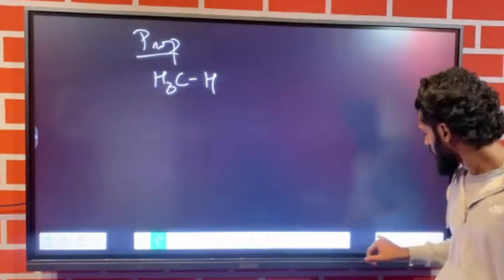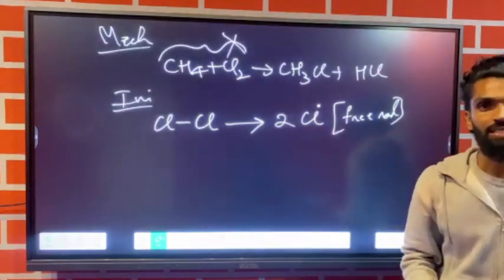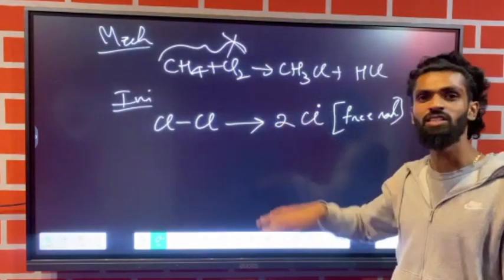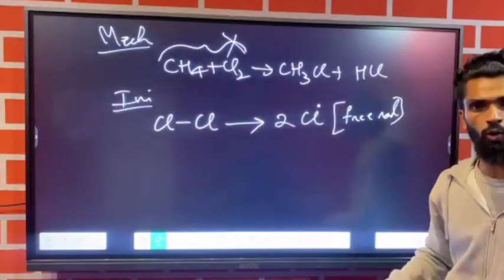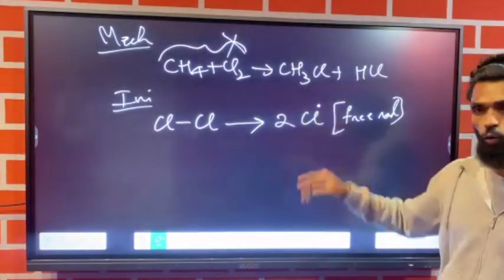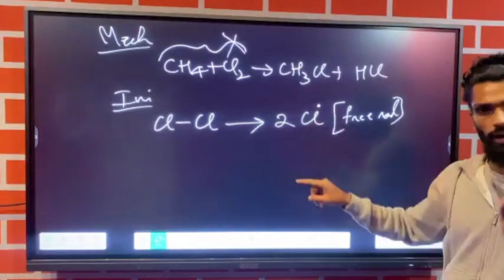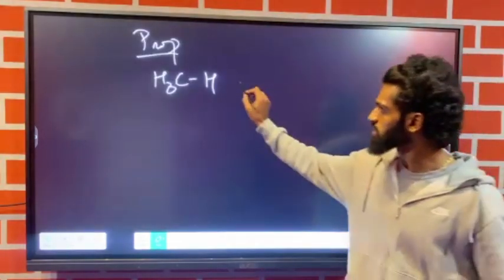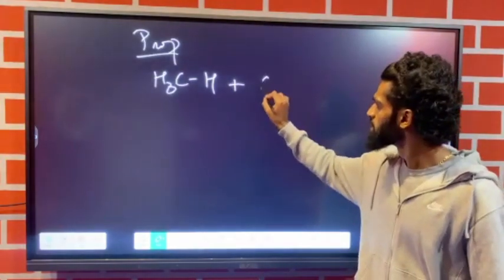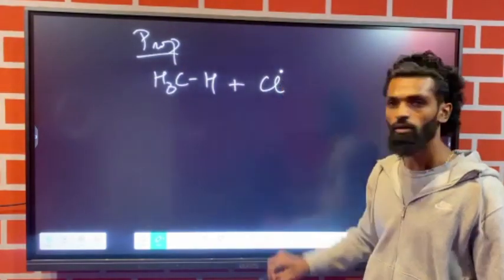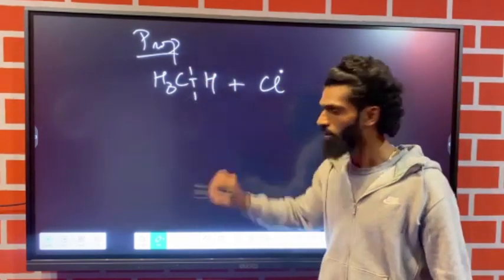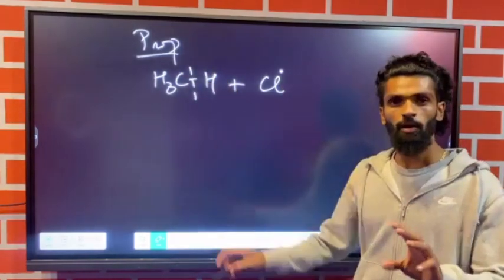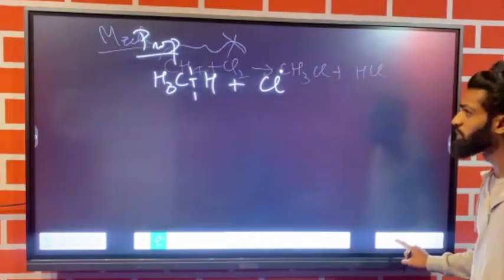Now you will come back here. Why? Step number one's answer is step number two's question. Same concept. Step number one's product is step number two's reactant. Out of two, choose one. Plus Cl free radical. What's going to happen? Let me not explain the breakup part here. I'll explain a hint basically.